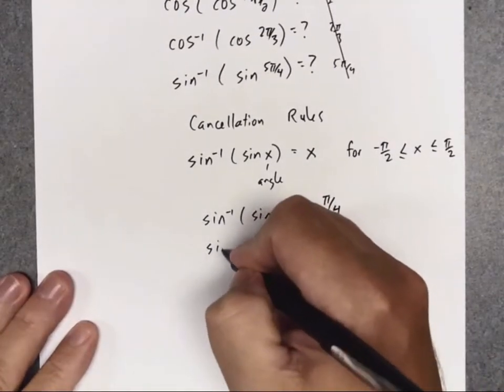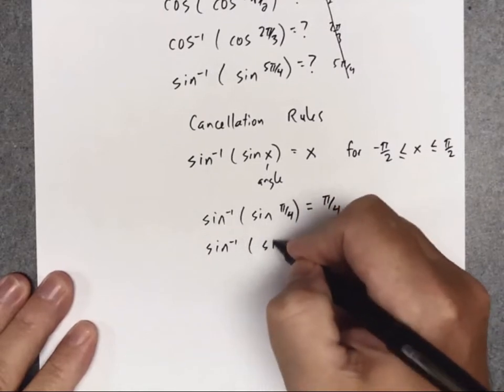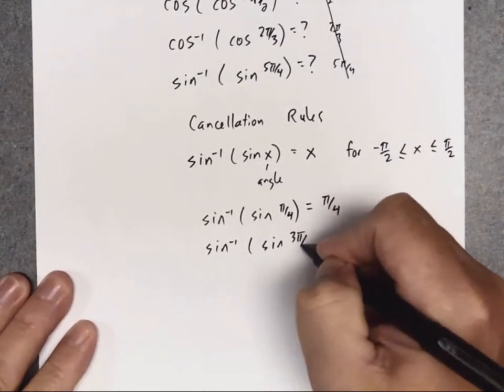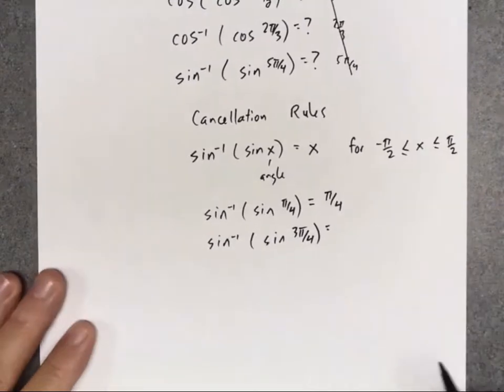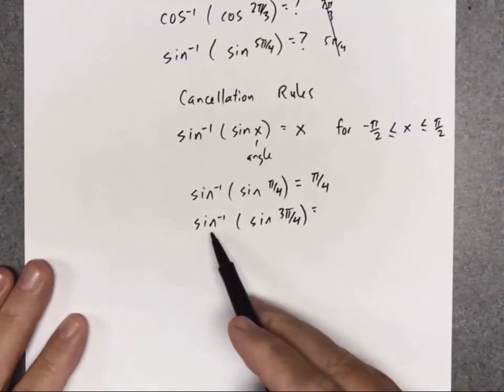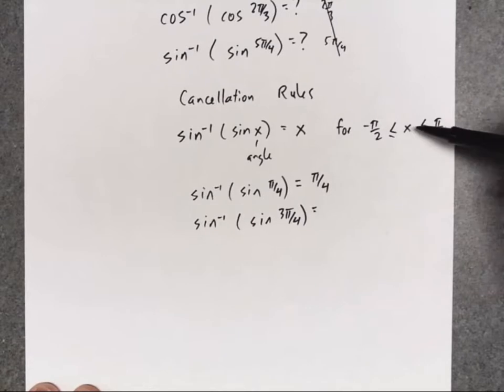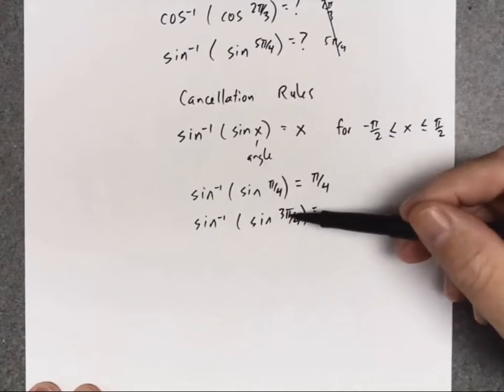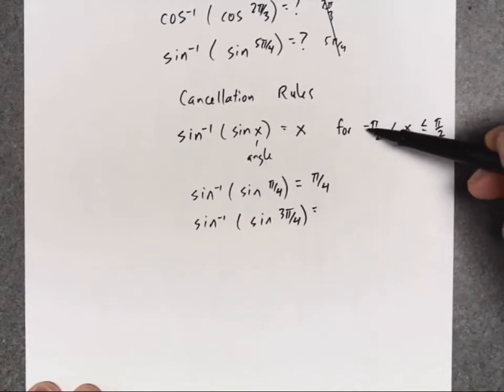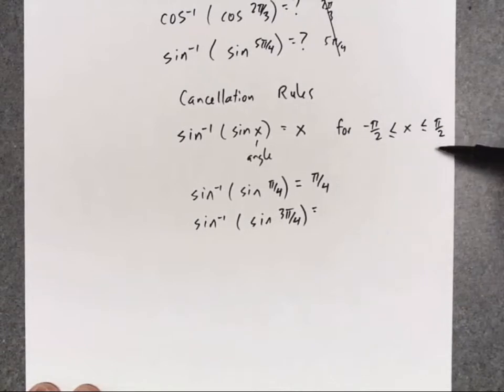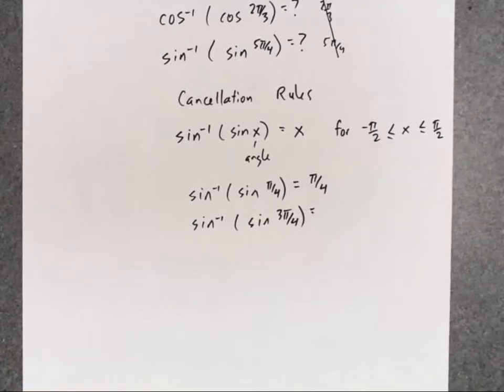All right, let's do another one. Let's say we're trying to figure out the inverse sine function of the sine of 3 pi over 4. I would like to use a cancellation rule. That would make the problem very easy. Let's see if it applies. I go up here, and I look and I say, well, is my angle between negative pi over 2 and pi over 2? Turns out it is not.